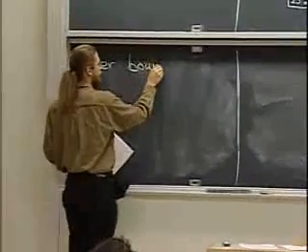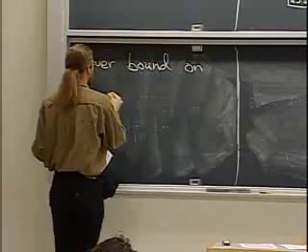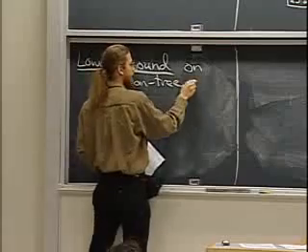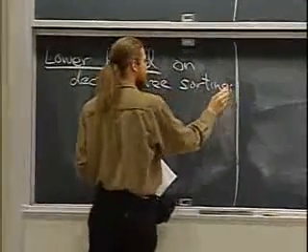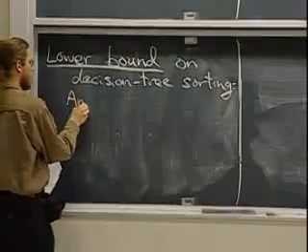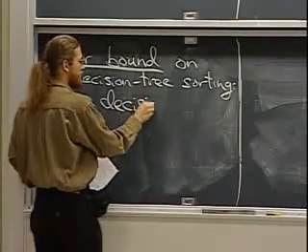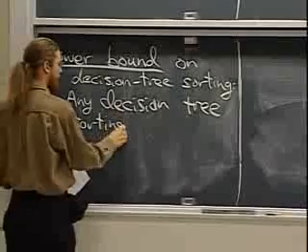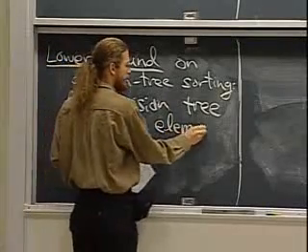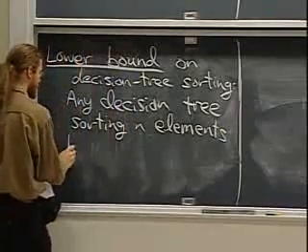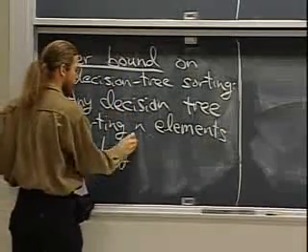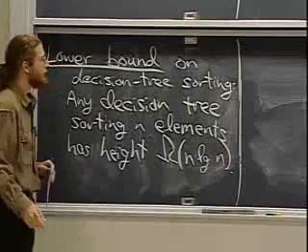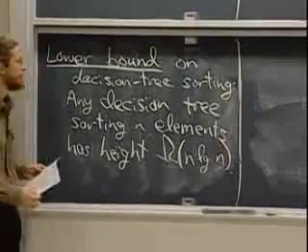So this is a lower bound on decision tree sorting. And the lower bound says that if you have any decision tree that sorts n elements, then its height has to be at least n log n, up to constant factors. So that's the theorem. Now we're going to prove the theorem.